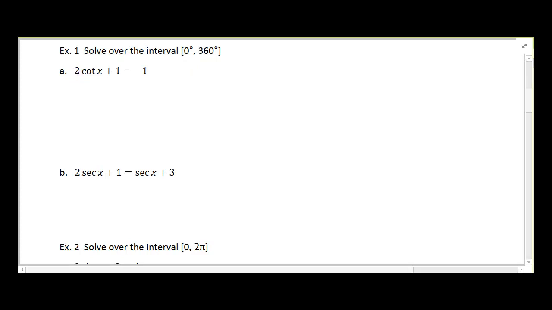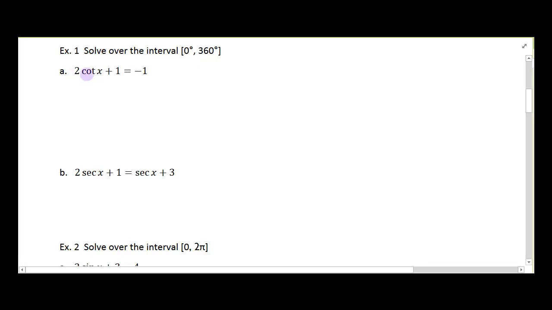So this first example says that I want to solve the equation 2 cotangent x plus 1 is negative 1. Now, cotangent x is the term that I'm trying to isolate. In order to get that by itself, we use our algebra properties, which say I'm going to subtract 1 from both sides. That gives me 2 cotangent x is negative 2. Again, I'm trying to get cotangent x by itself, so I'm going to divide both sides by 2, and I find out that cotangent of x is negative 1.